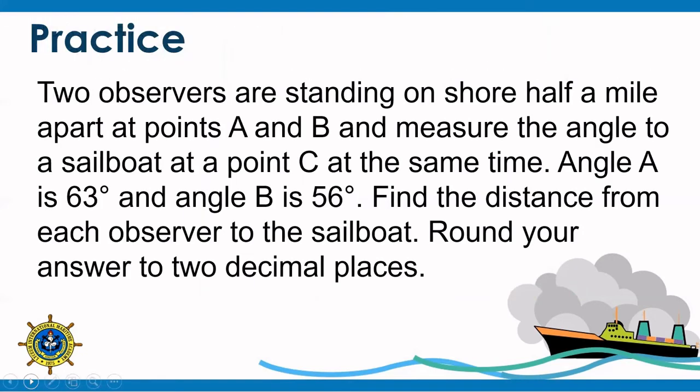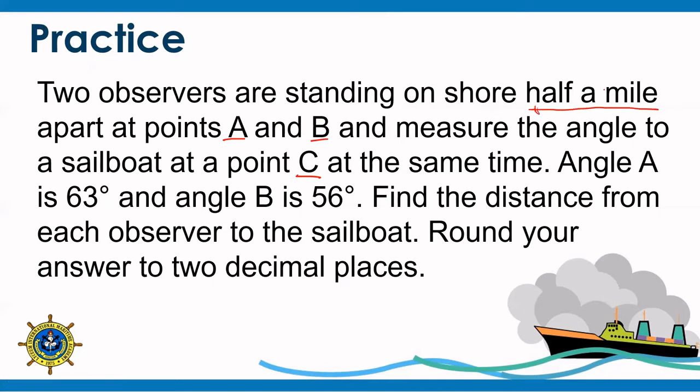So two observers are standing on shore half a mile apart at points A and B and measure the angle to a sailboat at point C at the same time. So again, given ka na rito ng letters na gagamitin. So meron kang two observers, yung isa nasa point A and then yung isa is nasa point B. And pareha sila nakikita yung isang sailboat which is at point C. Now sabi dyan, the distance between them is half a mile.